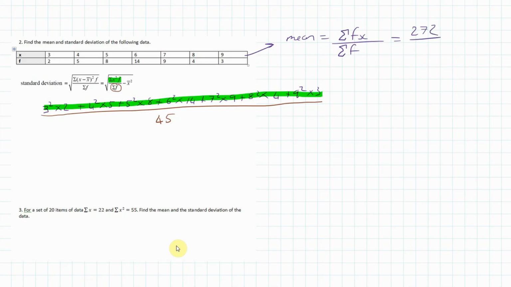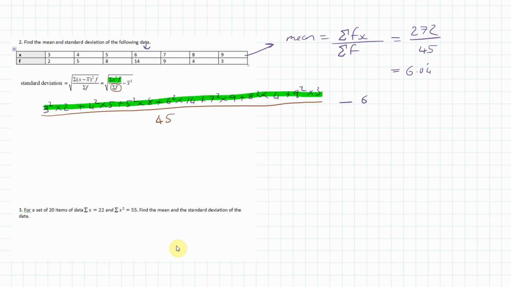I'm going to divide that by what we said was the number of items of data, which is 45. So I'm going to divide that by 45 and I get 6.04 recurring as our mean. Does that make sense? Is the middle of the data roughly here? Yeah, that definitely looks about right if you look at the frequencies.